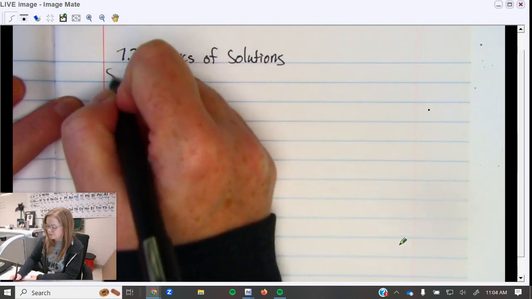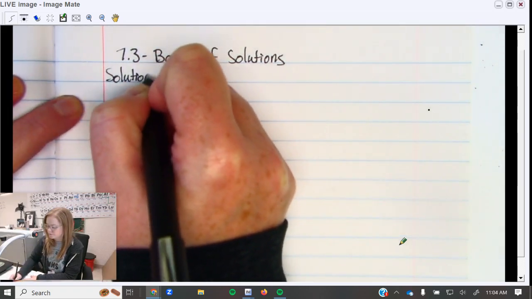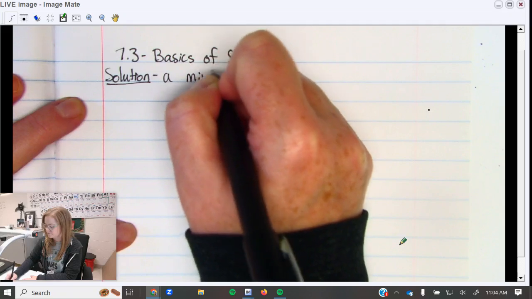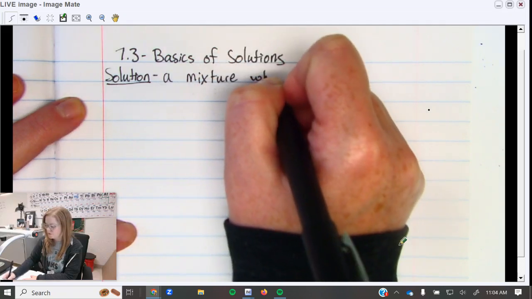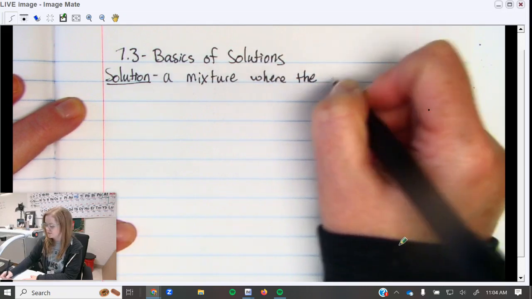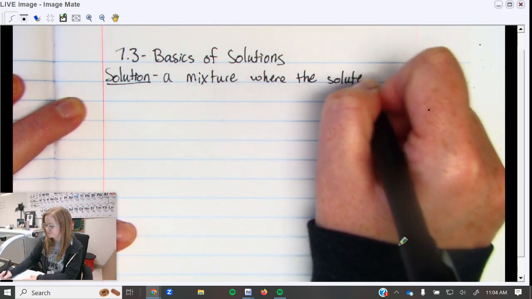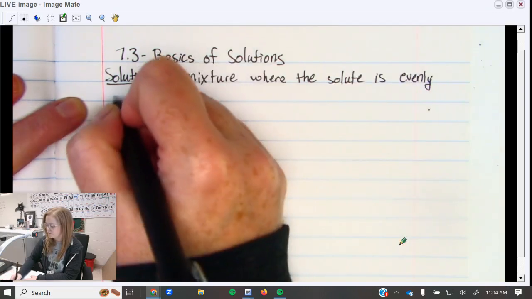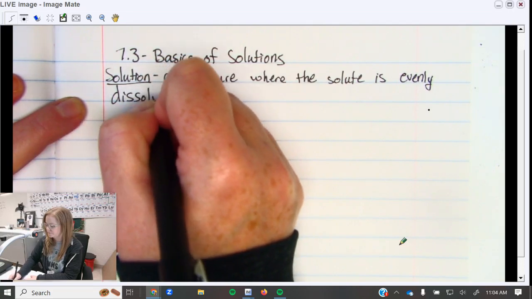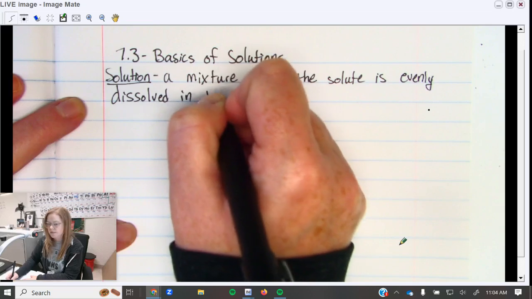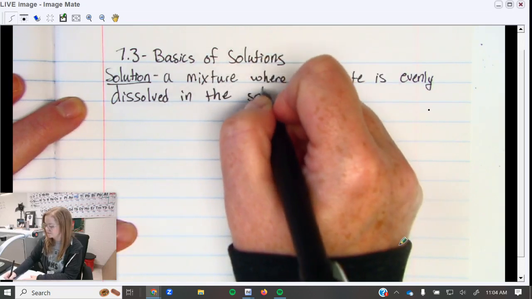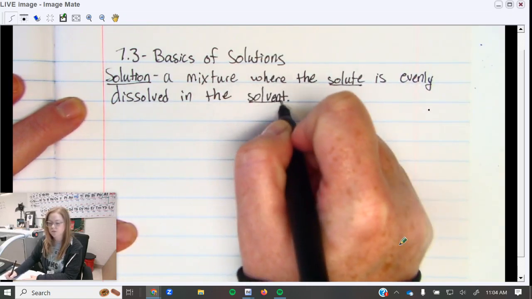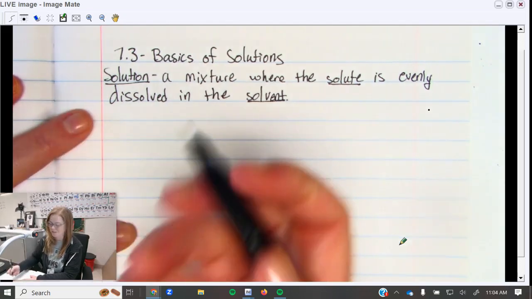So a solution is a mixture where the solute is evenly dissolved in the solvent. So I used two vocabulary words to define that, so let's define those.